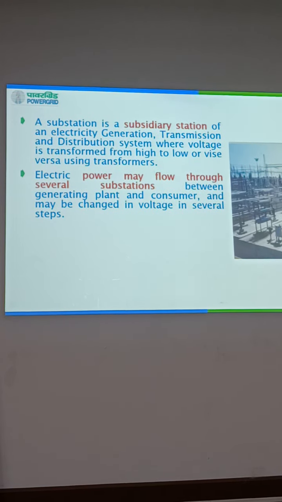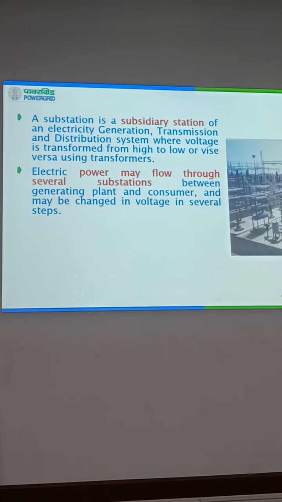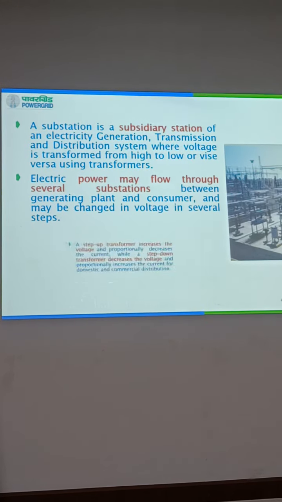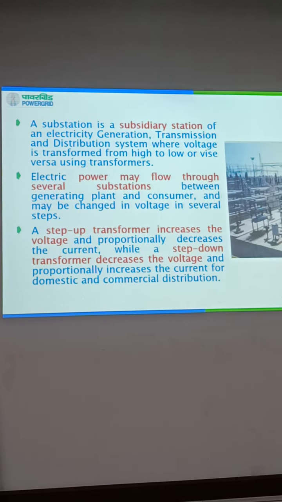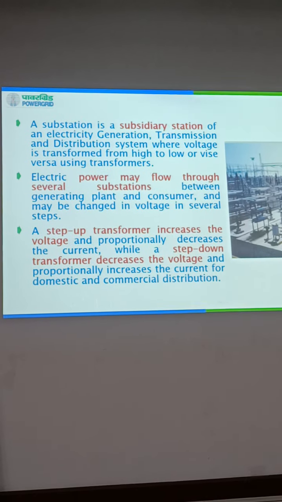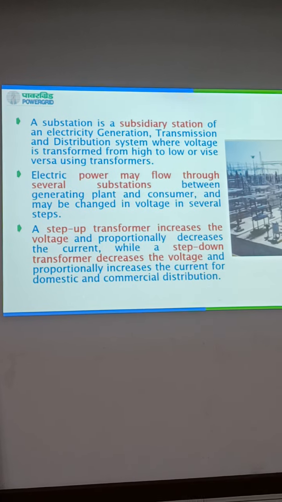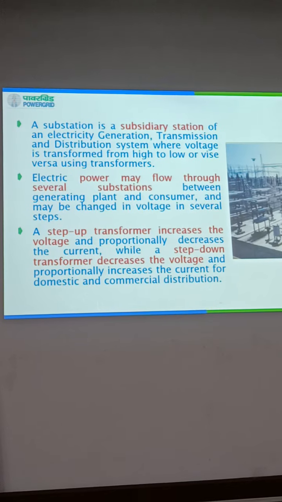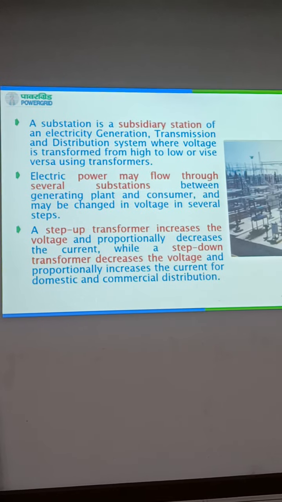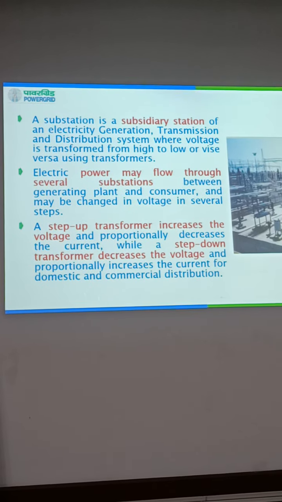Electric power may flow through several substations between the generating plant and the consumer. As I already told you, there may be several stages of transformation for transmission of power from generator to the consumer. When we generate power, it is at low voltage. Then we step up that power to high voltage. Then we go for transmission. Again, on the distribution side, we step down that power to the consumer level. And that is the way power is utilized. So in the process, there are various steps where power will be stepped up and stepped down.